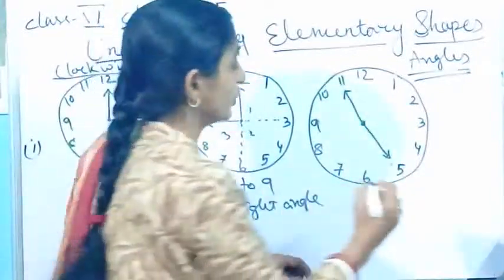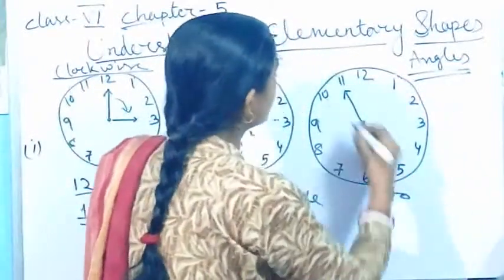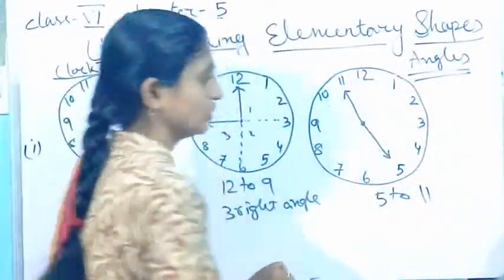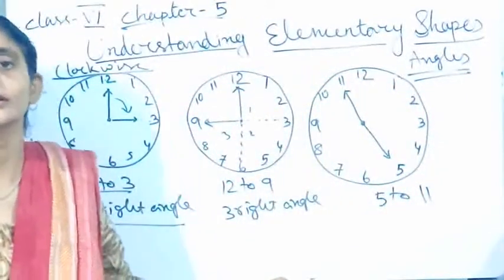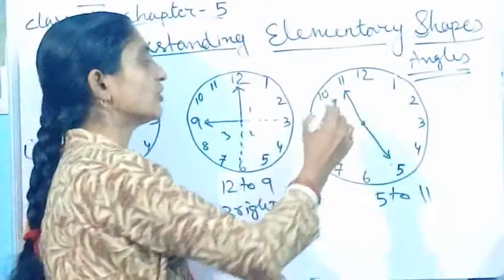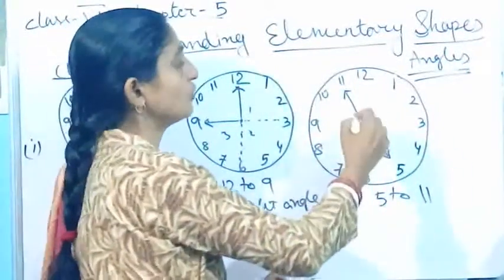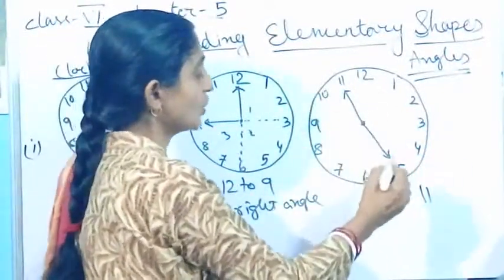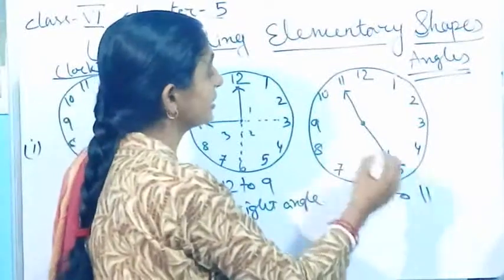It starts moving from number 5 and goes up to 11. Show how many right angles it has completed. Yes, here also, in every case, we are moving in a clockwise direction. So how many right angles has it completed?